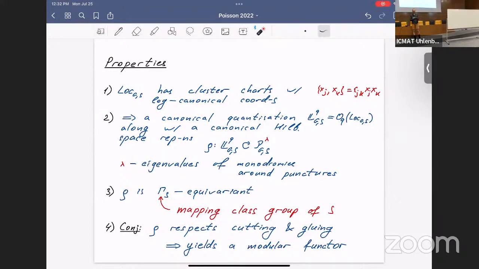Unfortunately, since these representations are infinite dimensional, they're Hilbert spaces or even some Schwartz subspaces of Hilbert spaces, you don't have that. It's not as nice, but at least you can hope that there's some sort of modular functor. All right, so that's the cluster side of the story.